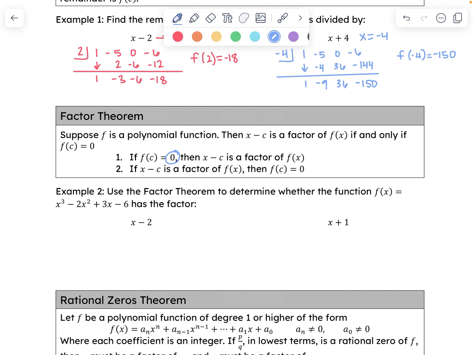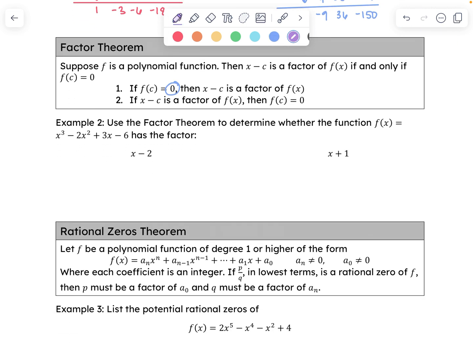So we're going to do some more synthetic division, and if we get that that last number is 0, then that means that it is a factor. If we get a different number, that means it's not a factor. So let's try it here. I'm going to say x equals 2 because I have x minus 2. So my number that goes in my box is 2. Then I have my polynomial right here, x cubed minus 2x squared plus 3x minus 6. So I'm going to have a 1x cubed, negative 2 for the x squared, 3 for the x, and negative 6 for the constant term.